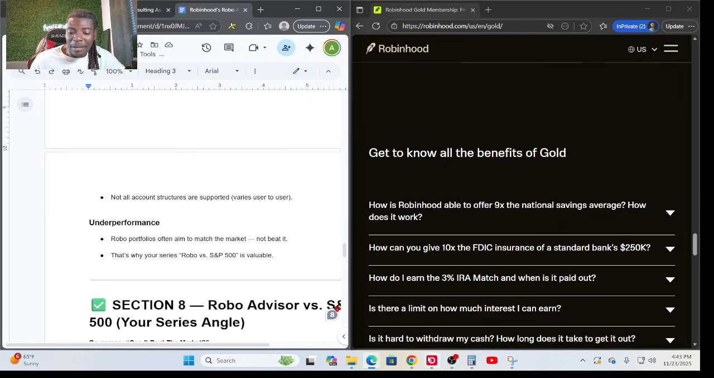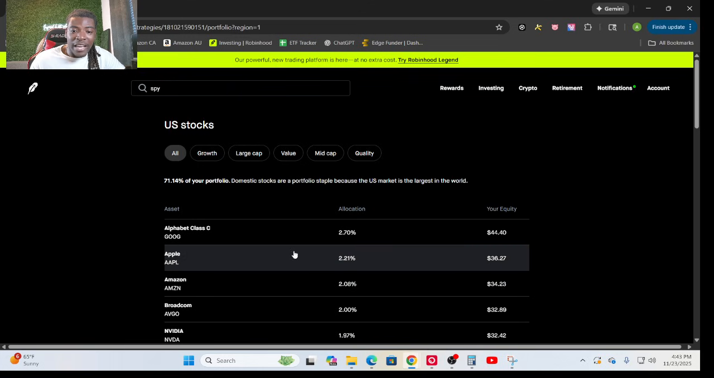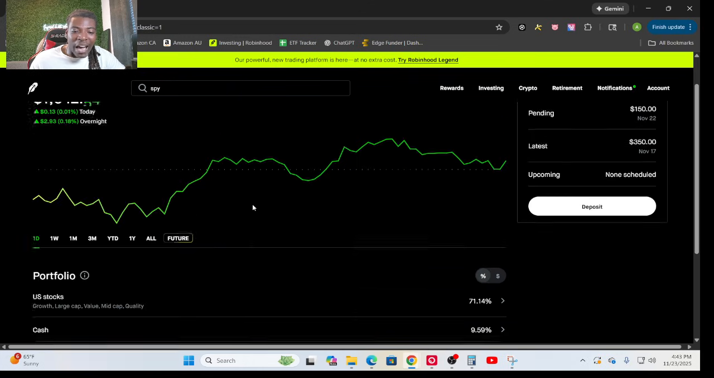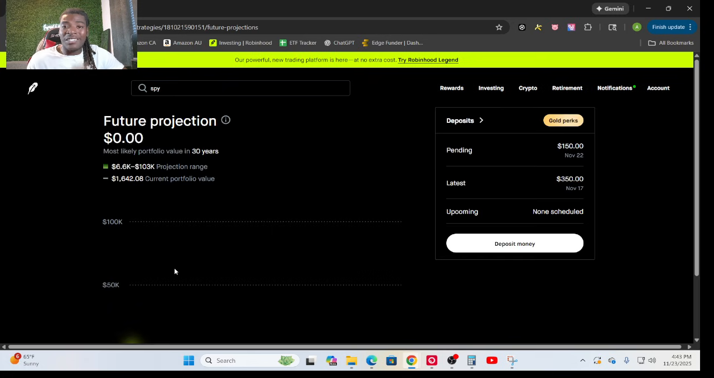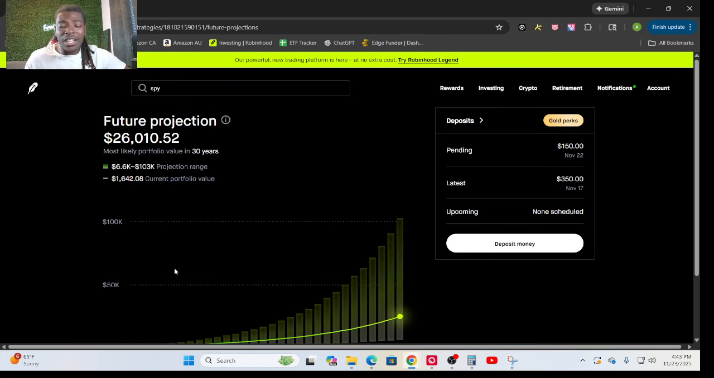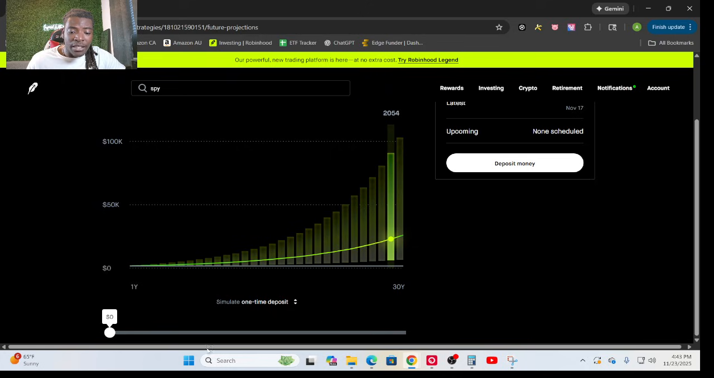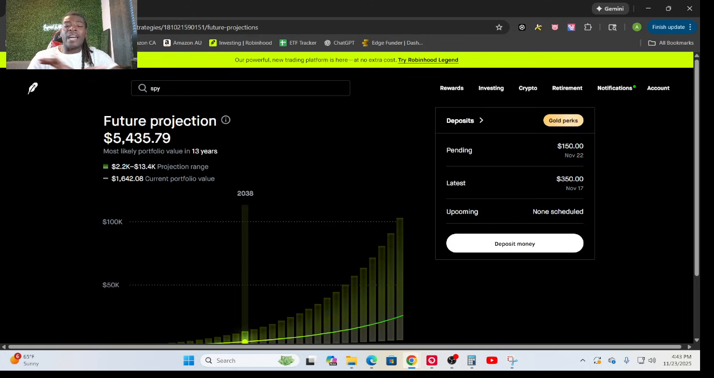One thing I also like about the Robinhood Robo Advisor is that you can see my managed account right now, $1,600. If I click this little future button, you can see what your portfolio could look like in the next 30 years. Let's say I don't add any more money. I just let the money compound. In the next 30 years, my portfolio could range from $6.6 thousand to $103,000.